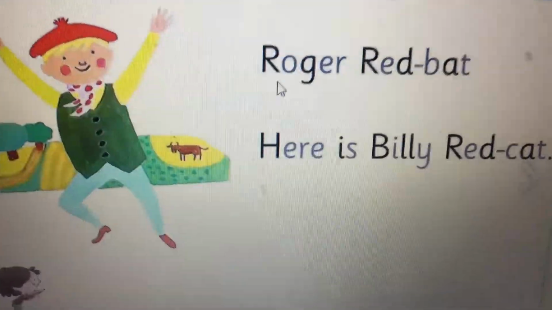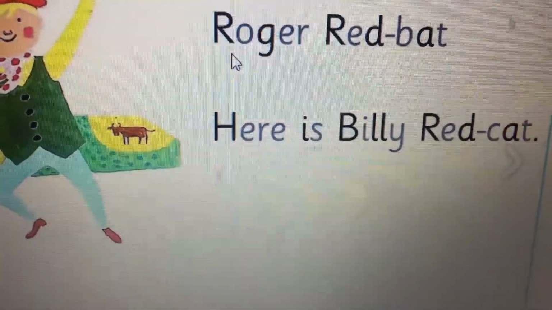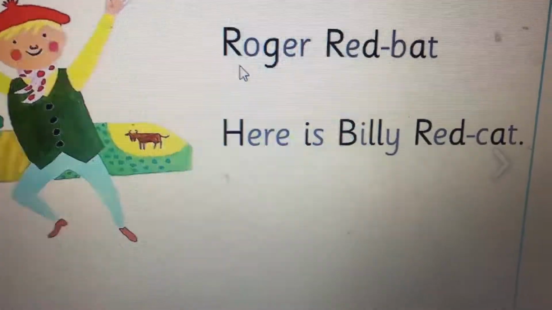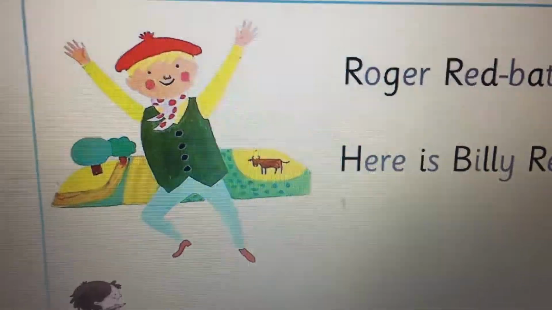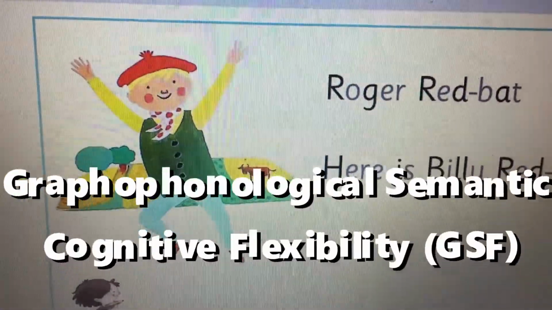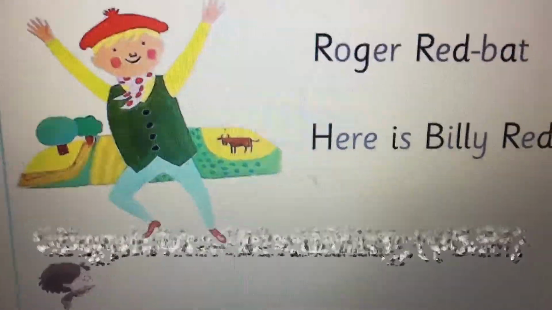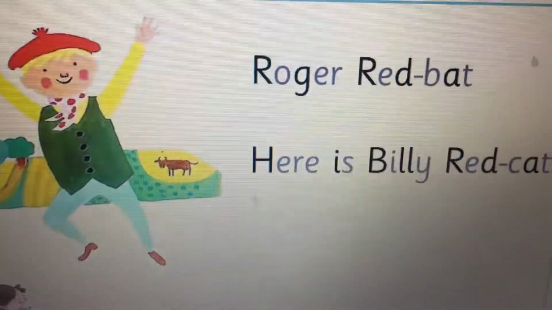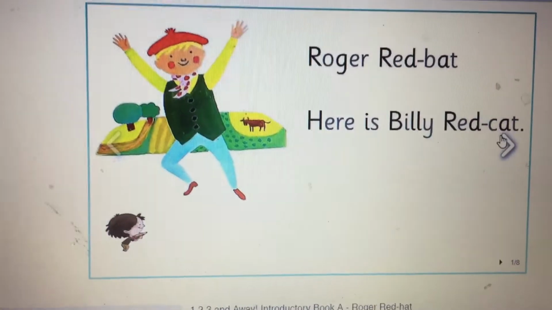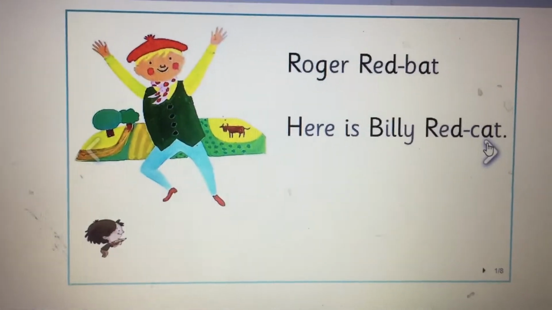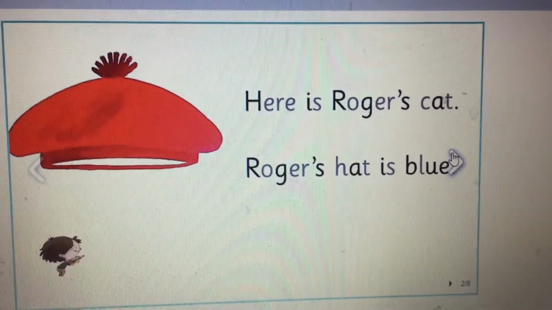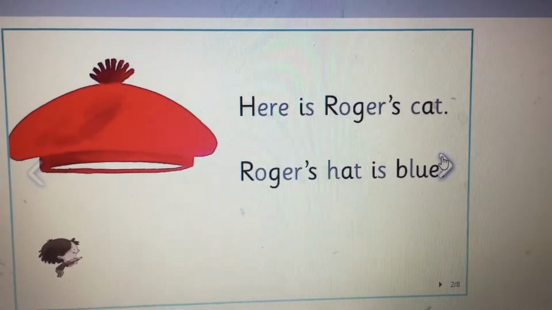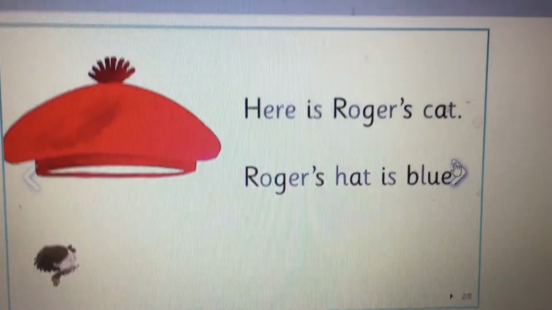Roger read bat. Here is Billy, Ed read cat. Here is Billy read cat. So they've still got to read it, but this is really promoting GSF. We're actually having a look at not just decoding, but semantics and what have you. It goes through the whole book, and they've got to do the normal checking of the code mapping, but you're checking as well that they are not just decoding, that they're actually using their reading brains. They're figuring out what's wrong here, but they've also got to put it right.